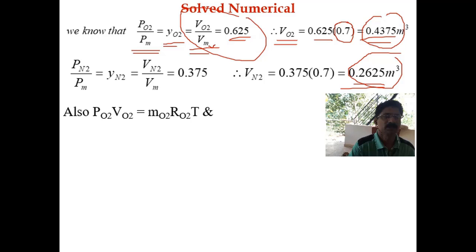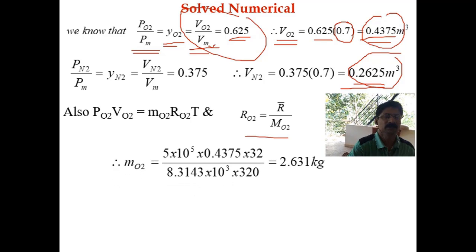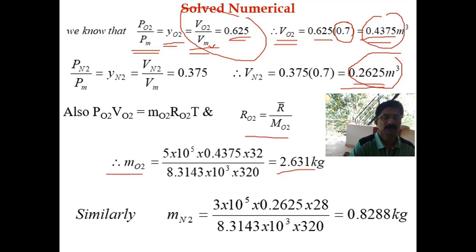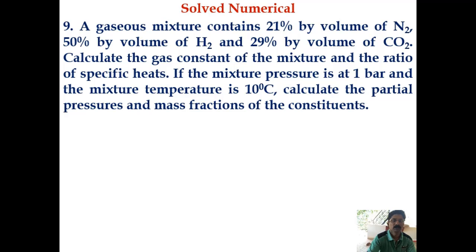Now using the state equation, PO2 VO2 is equal to MO2 RO2 T. Here RO2 is nothing but R bar by MO2. If you substitute this for RO2 and rewrite the expression, you will get the expression for mass of O2, which you will find as 2.631 kg. Similarly, mass of N2, if you substitute, you will find as 0.8288 kg. So this is one of the things asked to be found out, that is mass of oxygen and the mass of nitrogen, especially the mass of nitrogen introduced into the tank. Okay, now we will solve this problem.